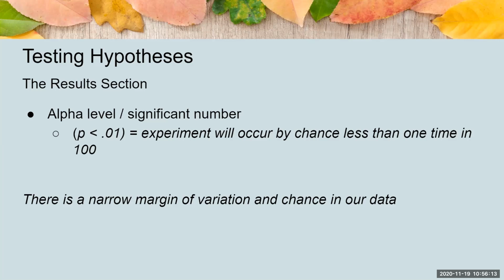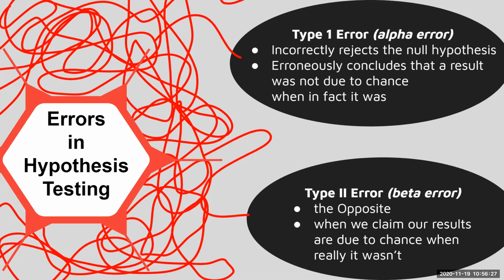Another example would be, say, p is less than 0.003. This would mean the difference will only occur 3 times in 1,000 of the population. Overall, we provide a certain narrow margin of variation and chance within our data.